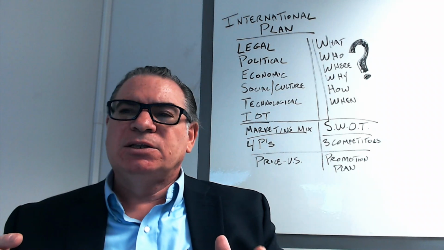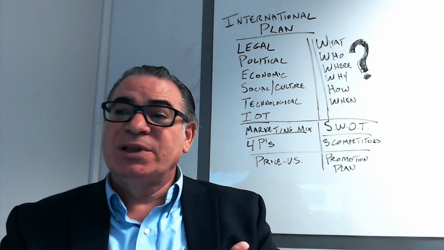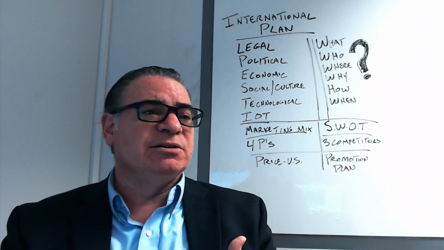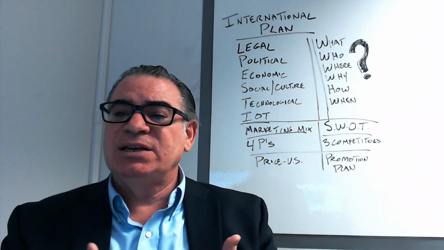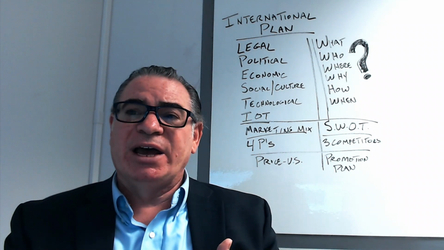Okay, we talked about the macro environment already. That's the legal, the political, the economic, the social, cultural, and the technology that's happening in the industry. And also I want to put in the internet, how the internet affects your business. So make sure you have a good understanding of that in your plan.